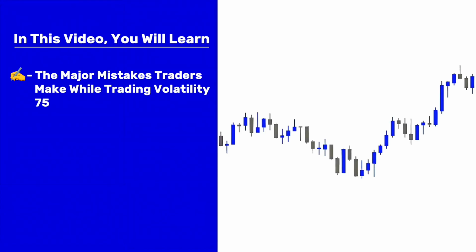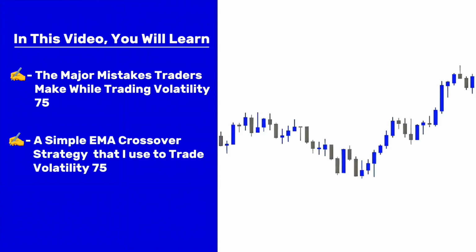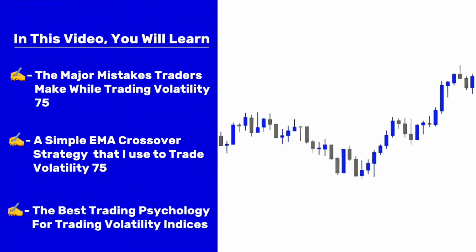And 2, I'll be teaching you a simple EMA crossover strategy that I use to trade volatility 75. This trading strategy is so simple that you can even start trading it today on your chart and using it to make something from volatility 75. I will also be teaching you the best trading psychology for trading volatility indices. This you'll be learning and a lot more. Now, let's get the trading started.